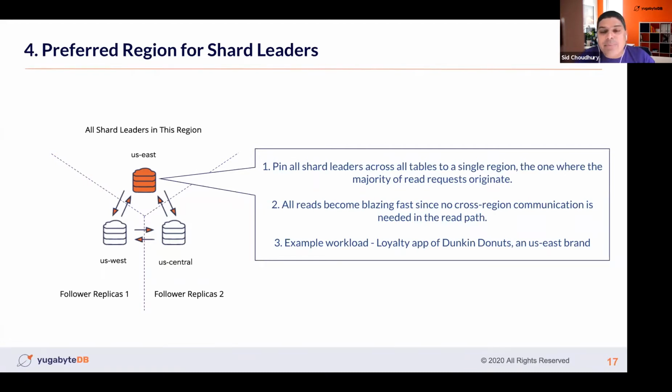A classic example of this is, let's say, we are building the loyalty app for Dunkin' Donuts, which is a US East Coast brand. We hardly see them here, even though I love them.